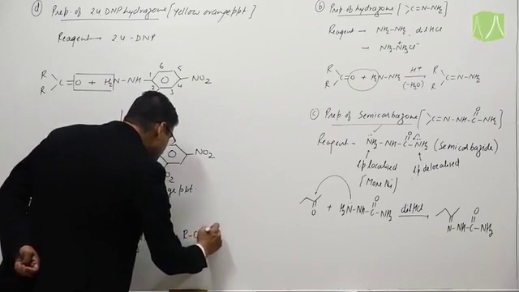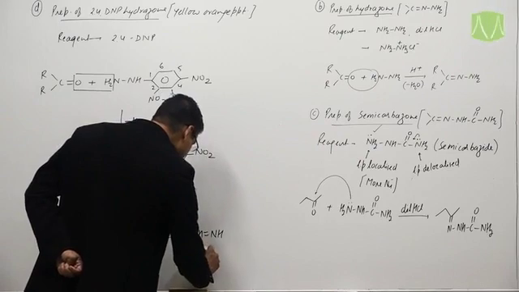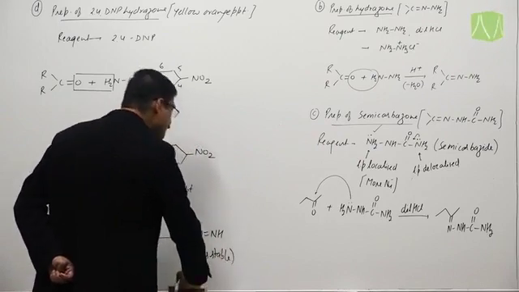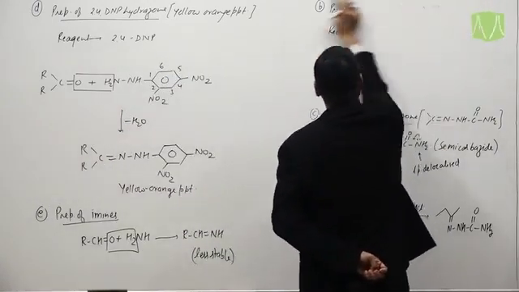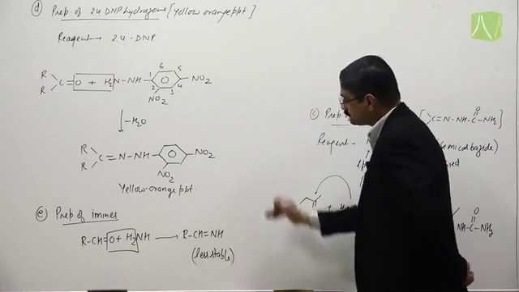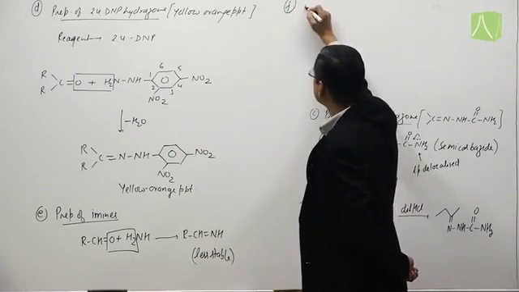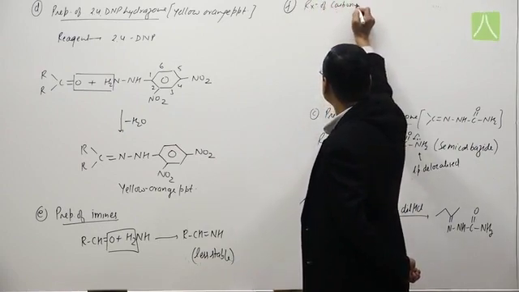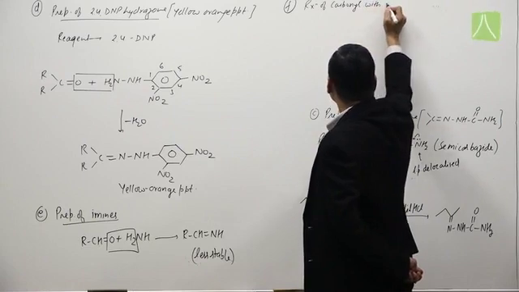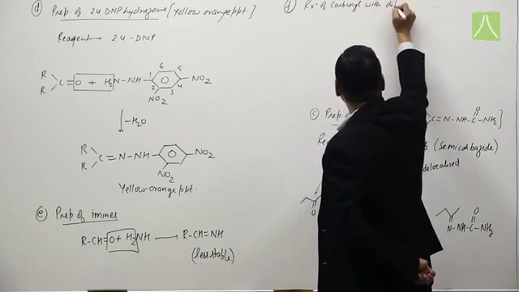So RCH=NH is the final product. This is a less stable product. Now the next is the reaction of carbonyl with different amines.